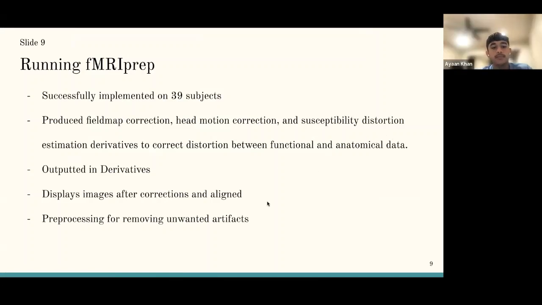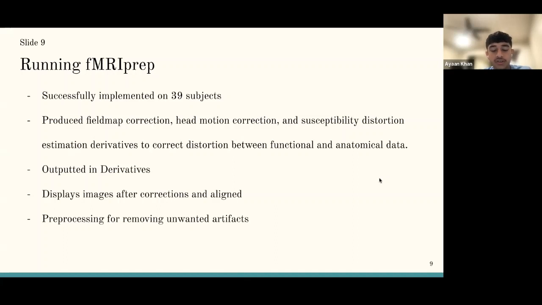So, running fMRIprep. fMRIprep was successfully implemented on 39 subjects through the use of the Docker container, as mentioned by Jean-Yun in the previous slide. The pipeline produced field map correction, head motion correction, and susceptibility distortion estimation derivatives to correct distortion between functional and anatomical data. The results are outputted in derivatives, which shows the complete preprocessed data. fMRIprep displays images after head motion correction and slice timing correction, and it's aligned into the same subject space.